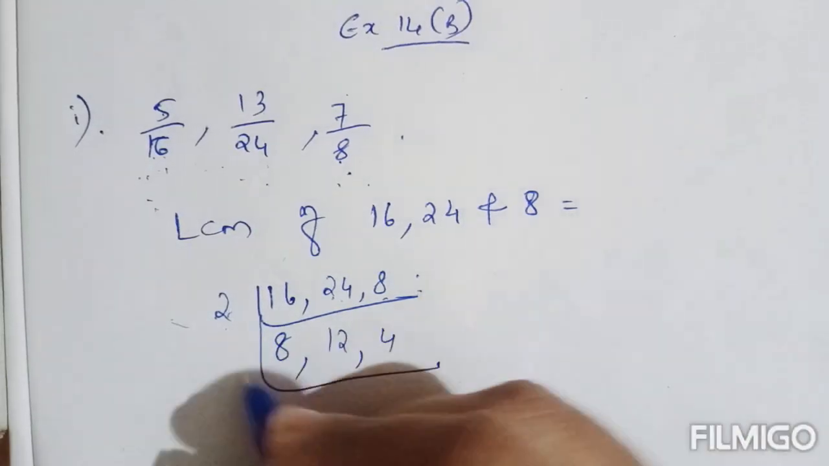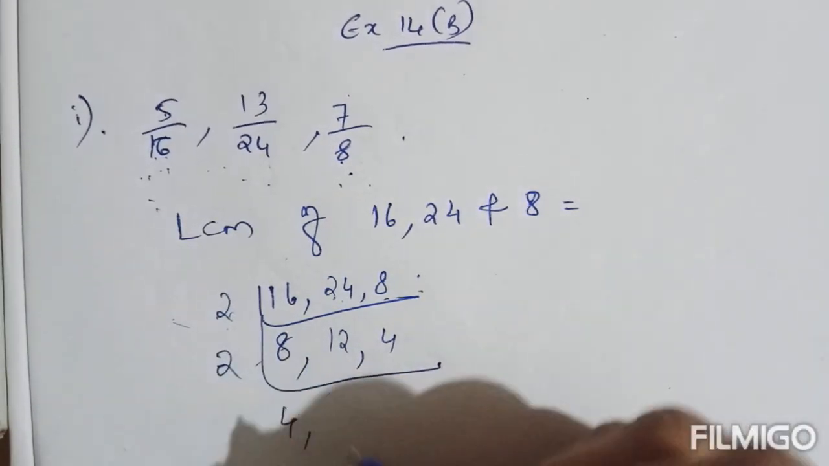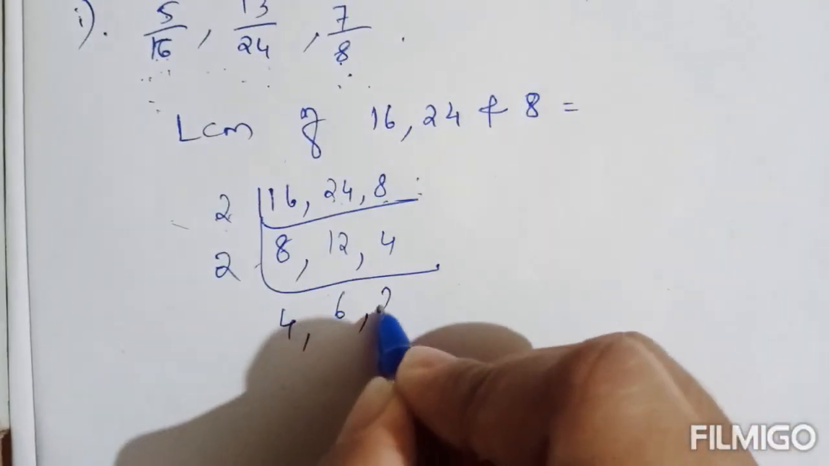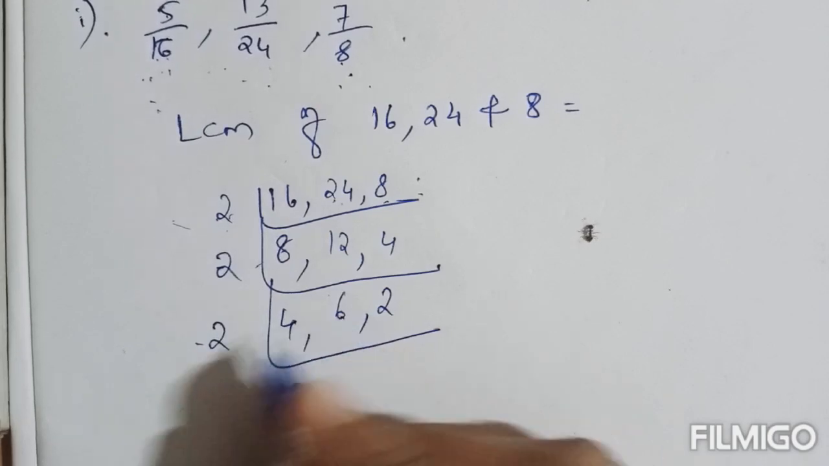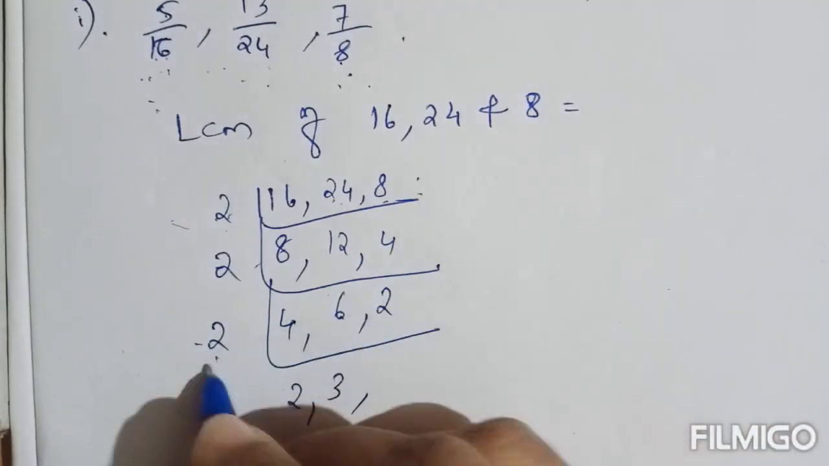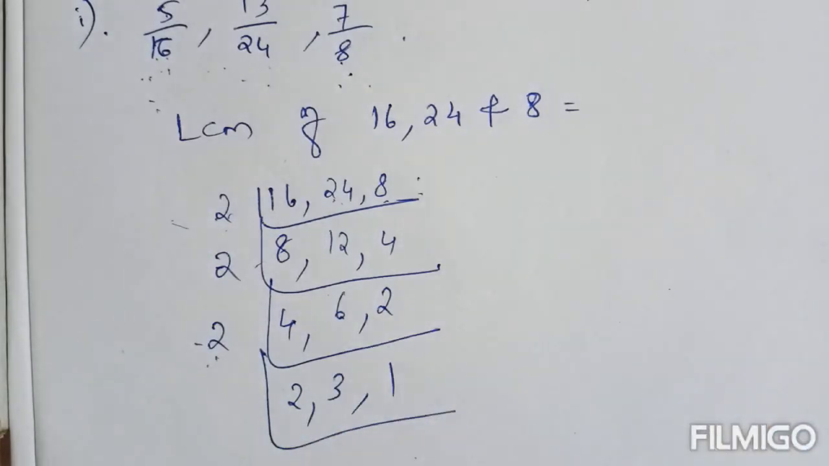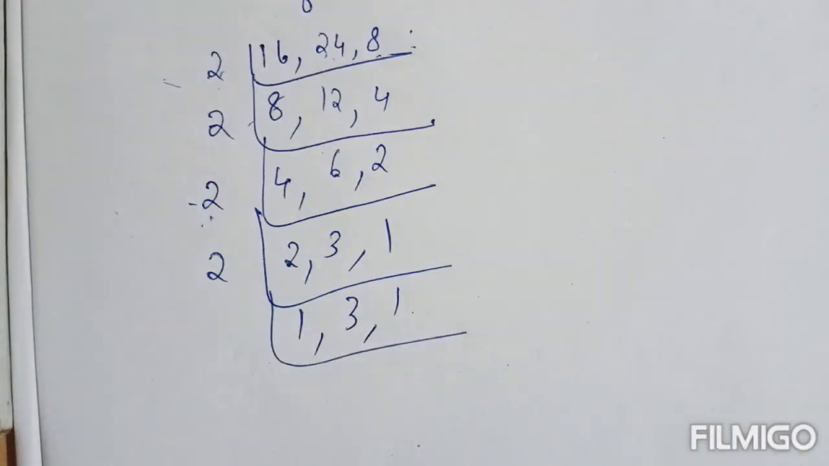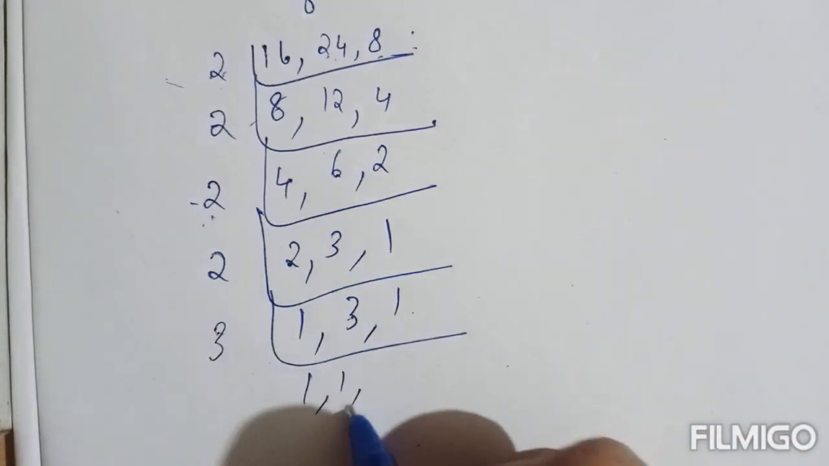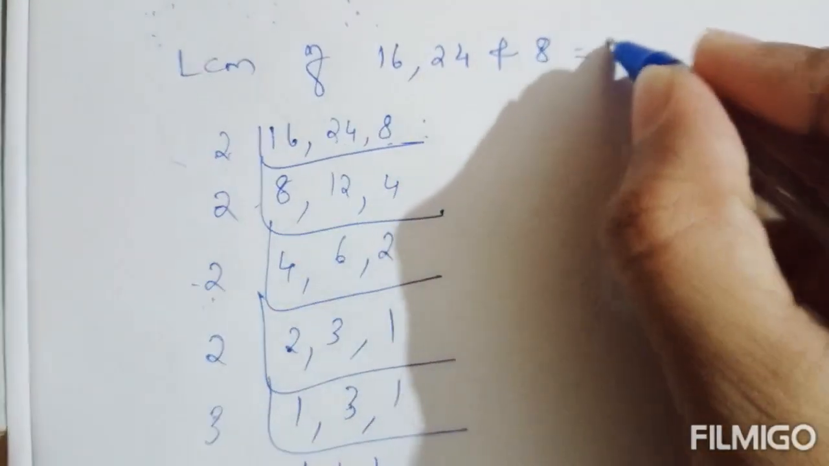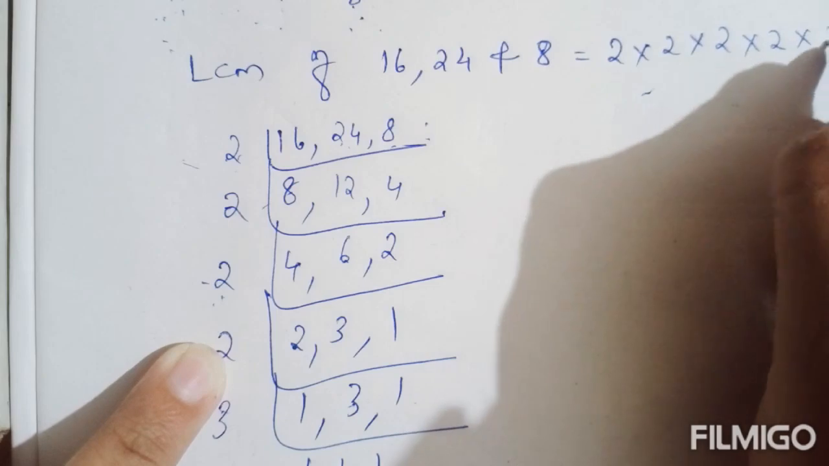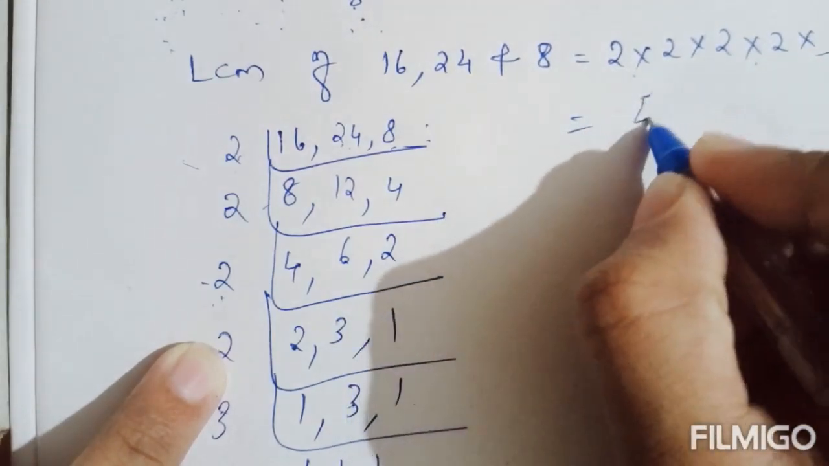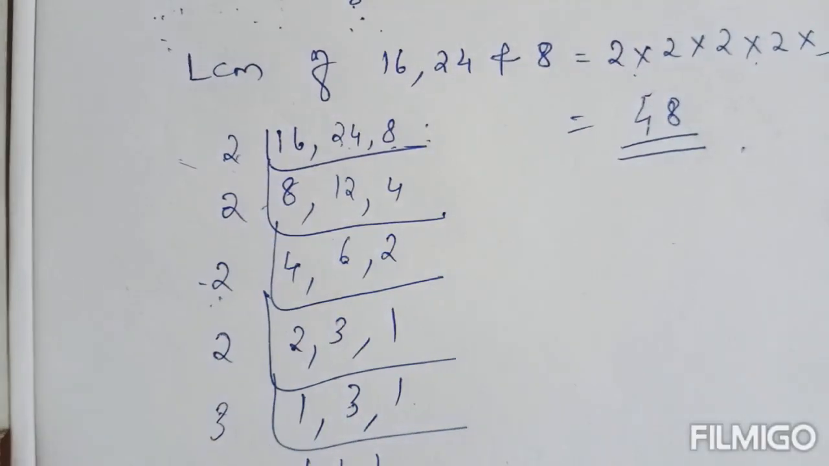Again we can divide all these numbers by 2. 8 by 2 it is 4. 12 by 2, 6. 4 by 2, 2. Again you can divide by 2. So 4 by 2, 2. 6 by 2, 3. 2 by 2, 1. Now this 2 we can divide by 2. So 1, 3, 1. 3 we can divide by 3. So 1, 1, 1. So the LCM will be 2 into 2 into 2 into 2 into 3. That is 48 you will get.